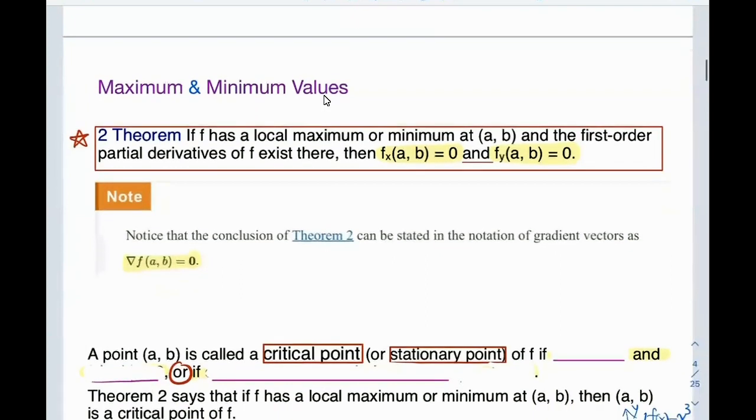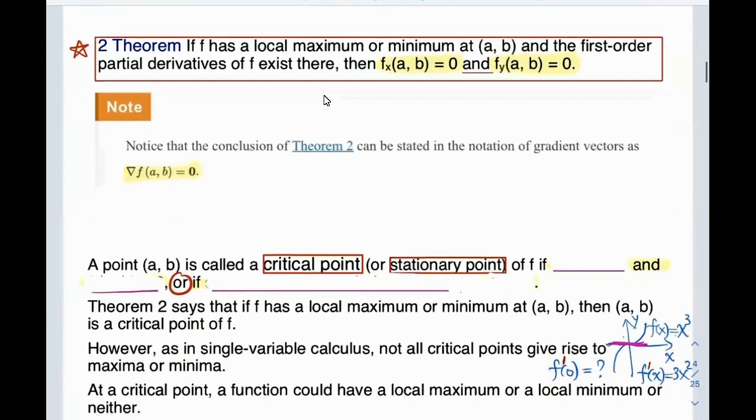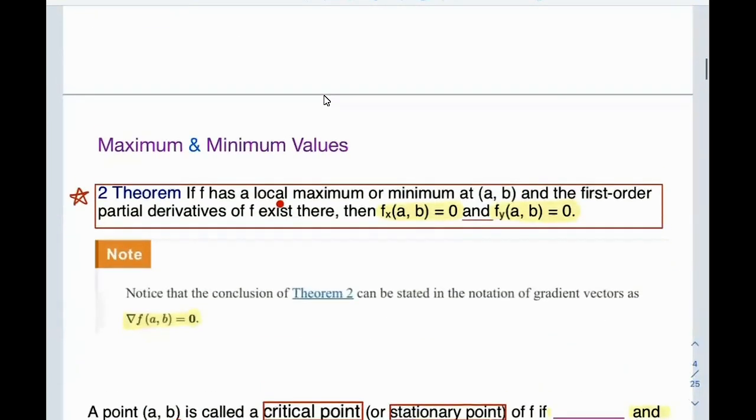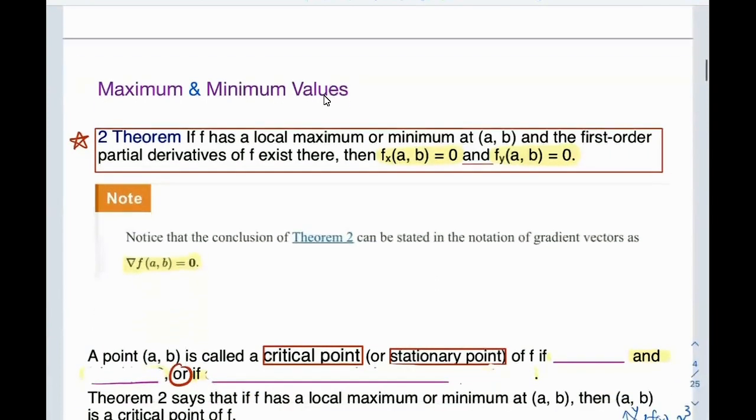So this one here actually corresponds to the Fermat theorem, right? So look at the Fermat theorem. The function has a local max or min at c, and either the derivative does not exist or the derivative equals 0, right? And now here, if the function has a local max or local min, and the first order partial derivatives exist, then the partial derivatives both equal 0, right? So there's a connection, there's a similarity. The partial derivative with respect to x and with respect to y equal to 0. Well, look at that.